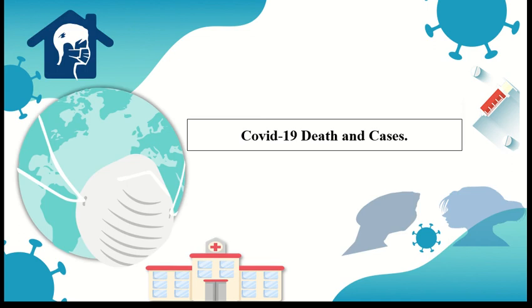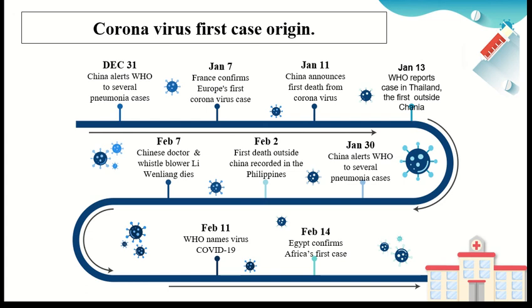The next thing is COVID-19 deaths and cases. So, coronavirus first case origin. December 31, which I already told you in the history and origin section, China alerts World Health Organization to several pneumonia cases. On January 7, France confirmed Europe's first coronavirus case. January 11, China announces first death from coronavirus. January 13, 2020, World Health Organization reports cases in Thailand, the first outside China.